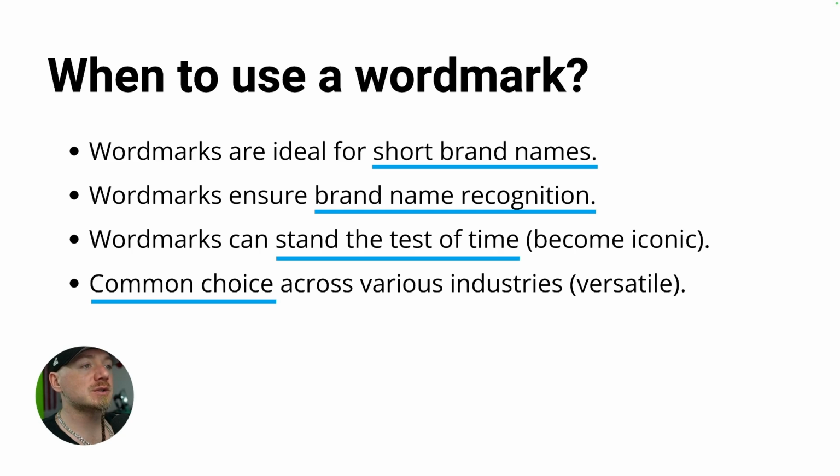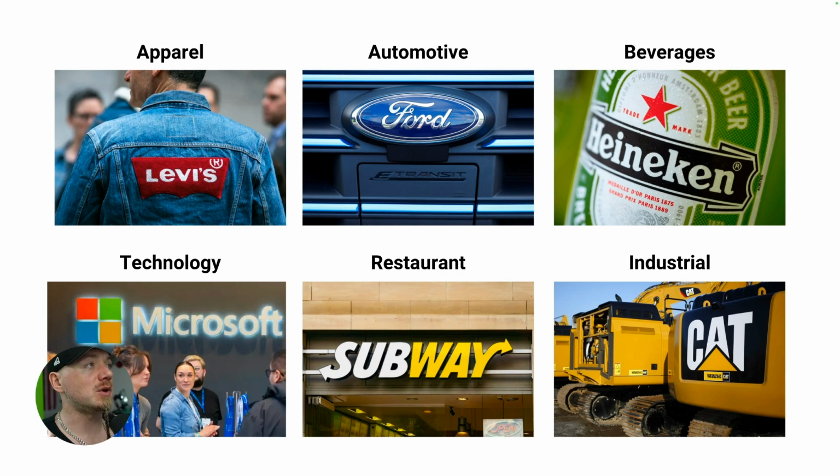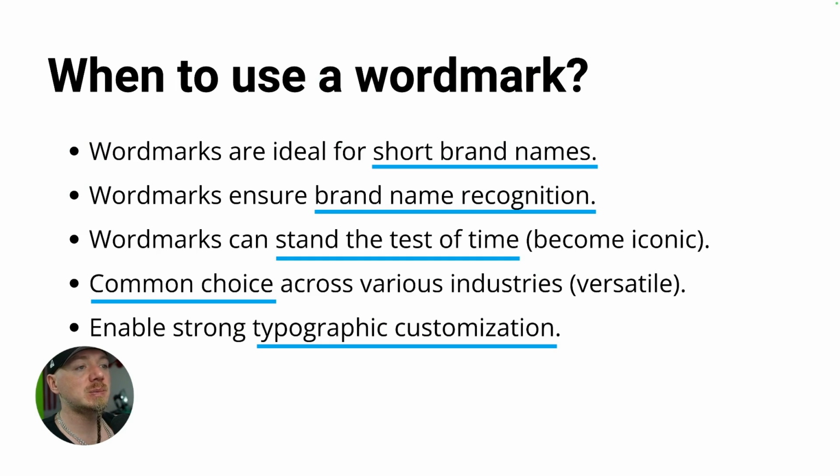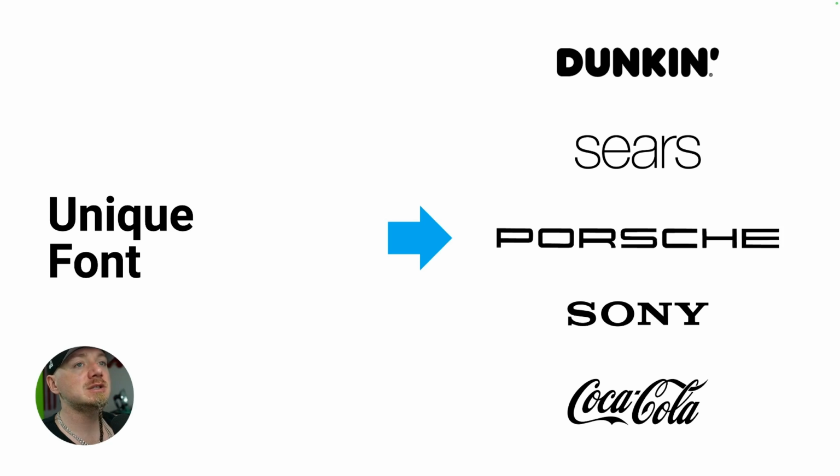Now, wordmarks can also work across various industries, so they are very versatile: apparel, automotive, beverages, technology, restaurants, industrial, doesn't matter. And they basically enable strong typography customization. They are easy to design because you can just choose a unique font. For example, Dunkin chose a bold, rounded font, but Sears chose a very light font and the name is set in lowercase letters. Porsche, on the other hand, has a very wide, blocky font. Sony uses a slab serif and Coca Cola is a script font.